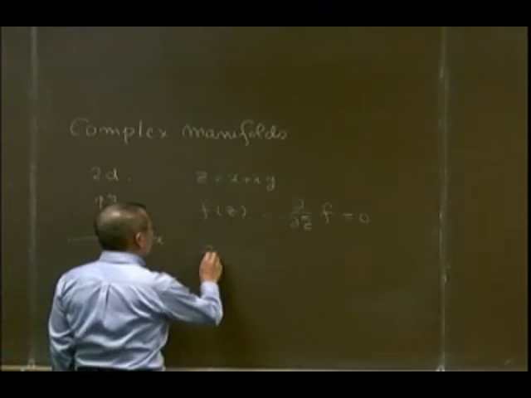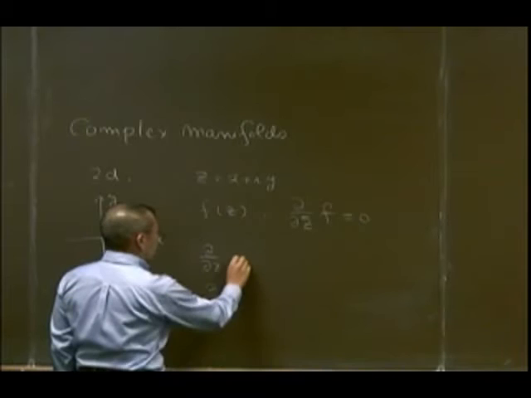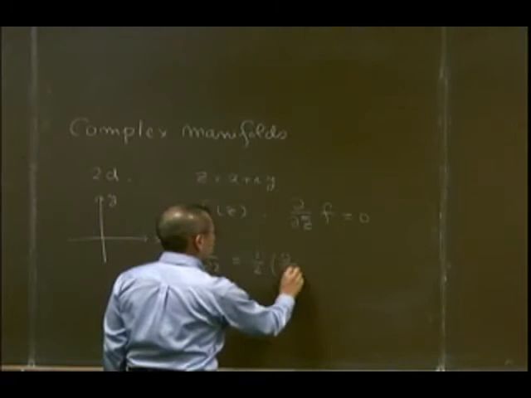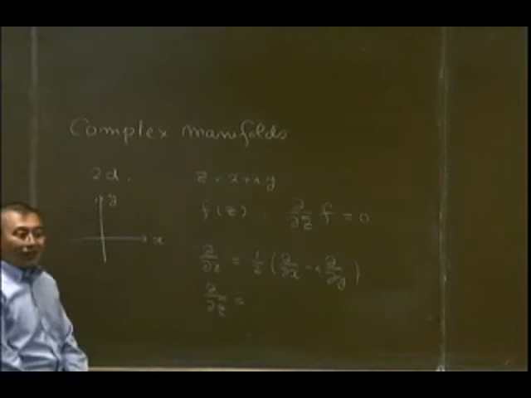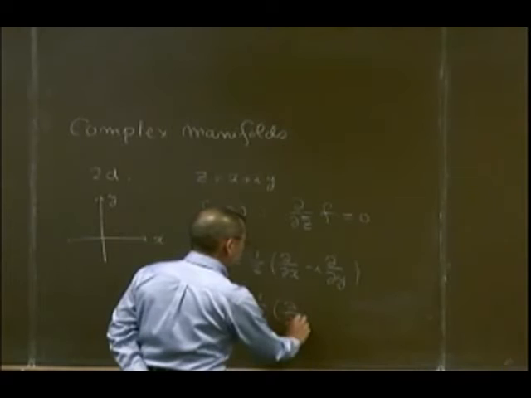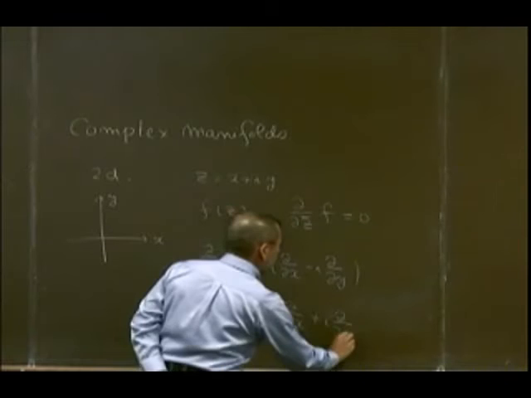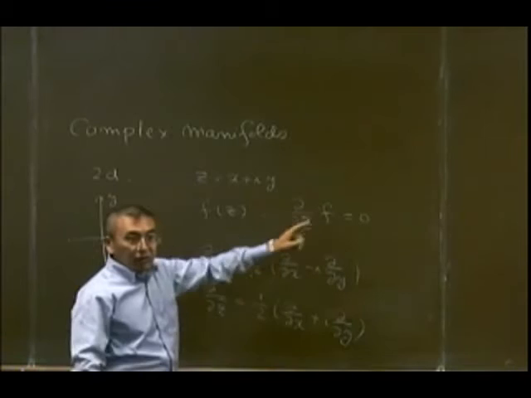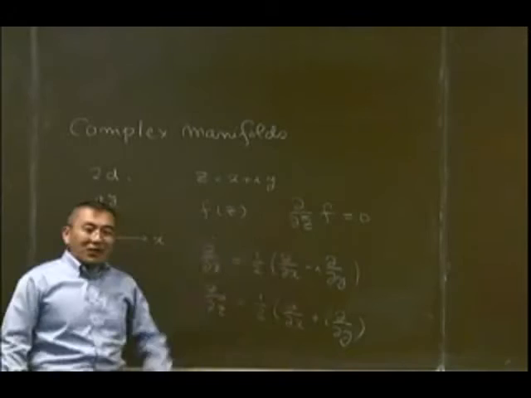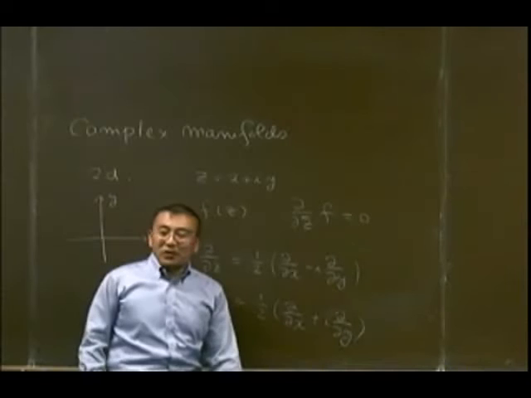Because we can write del del z bar in terms of the original coordinates. You can write it as del del x minus i del del y. If I didn't make a mistake, they are the same thing. And similarly, you can write it in this way. So then you can think of this as a differential equation on the function f, which is a function of x and y. You might have known this as the Cauchy-Riemann relation. If you decompose f into the real part and the imaginary part, then this is equivalent to the Cauchy-Riemann relation.